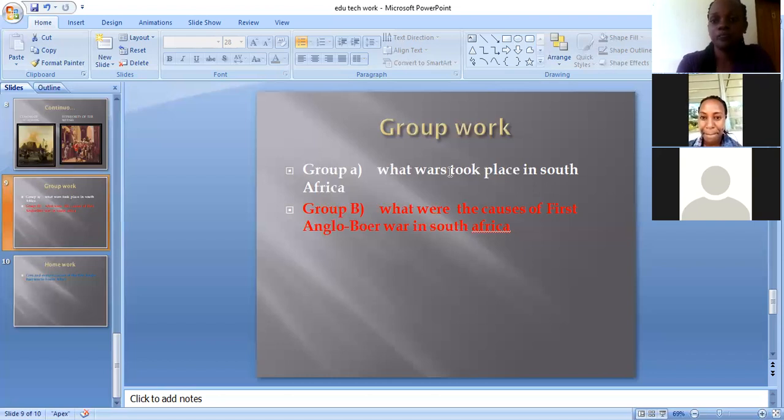The second cause is the discovery of gold in South Africa. As you all know, gold is so expensive and it can attract a lot of people. So when the British discovered there was gold in South Africa, somewhere in Pretoria, they rushed in to take this place, and this caused the second Anglo-Boer War. The third point, tension between Cecil Rhodes and Paul Kruger.